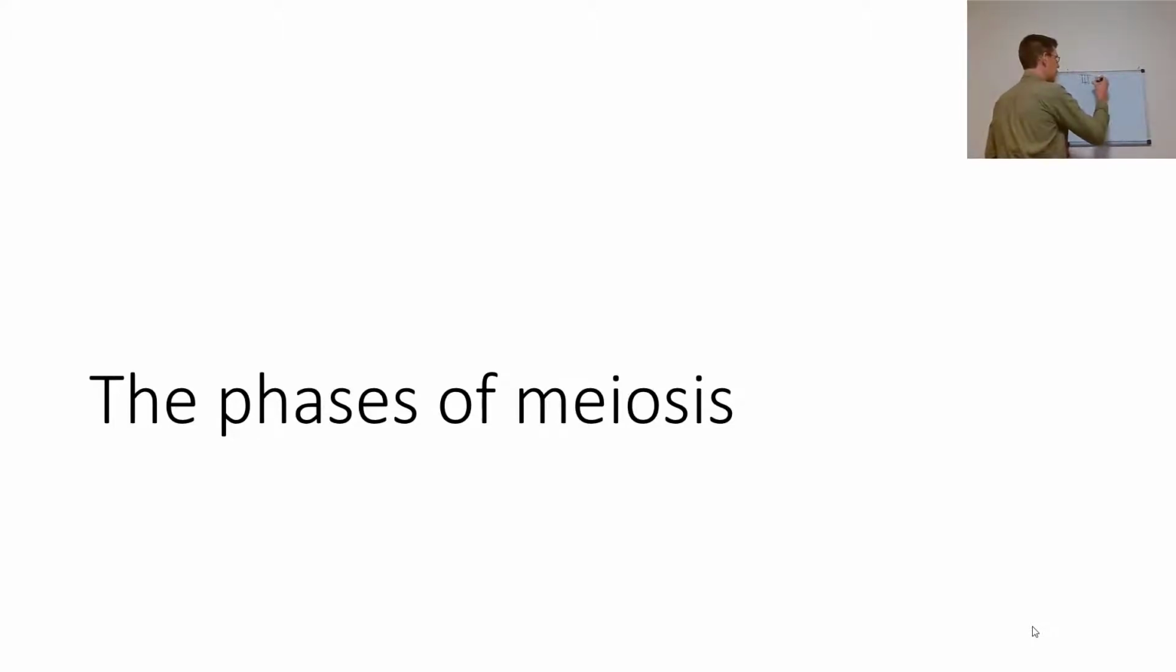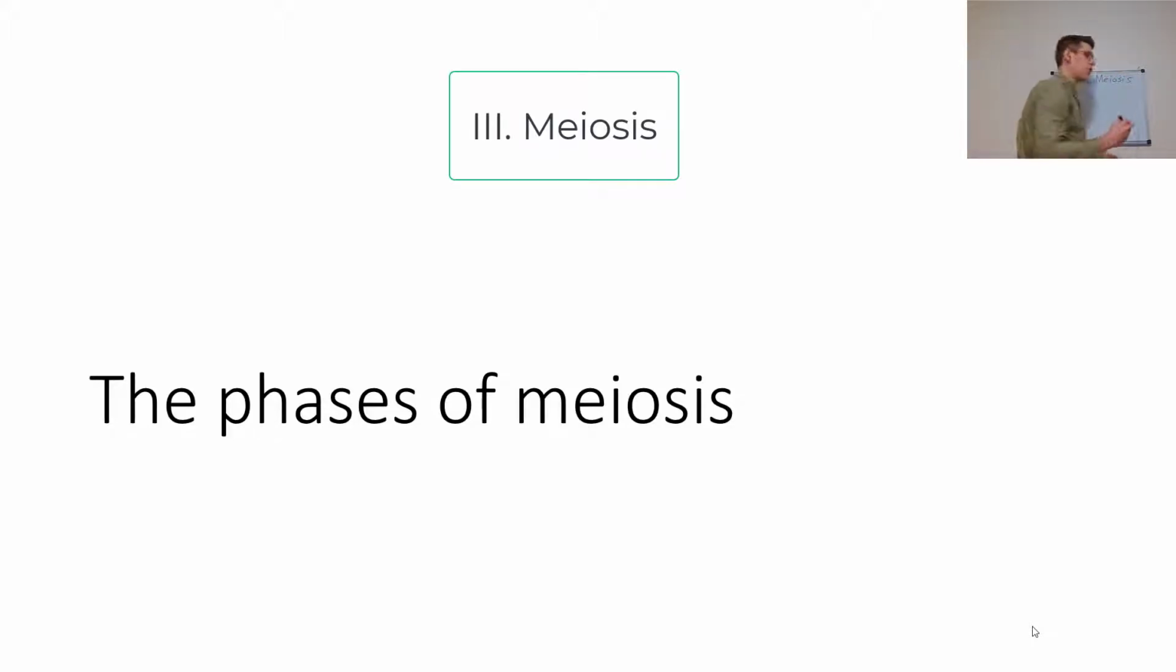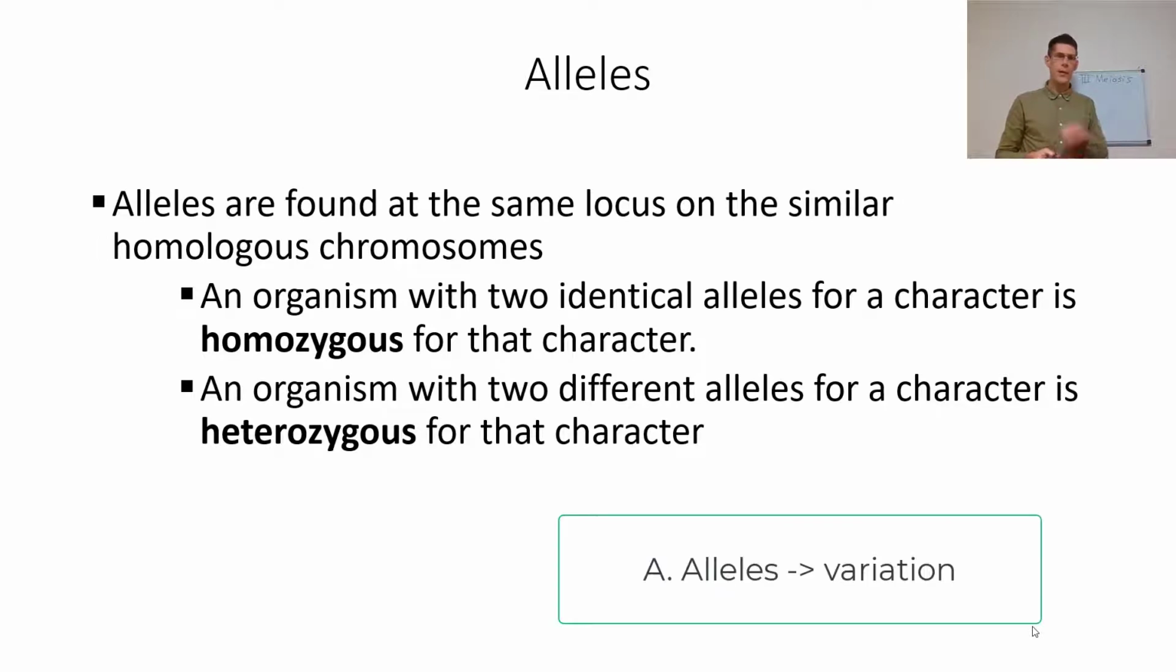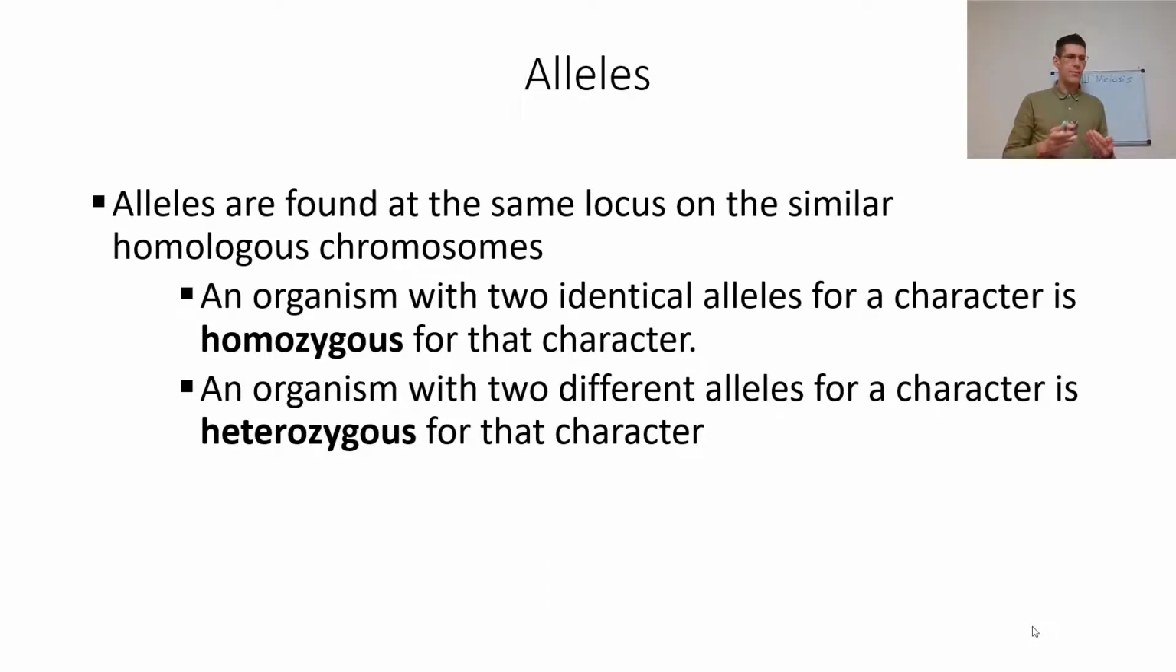In meiosis, the goal is variability. The goal is not to make two new daughter cells that are the same, but to make four new haploid cells. So, in order to understand this, we're going to have to look at alleles. Alleles are variants of genes. So we're going to talk about variation. We're going to talk about alleles.